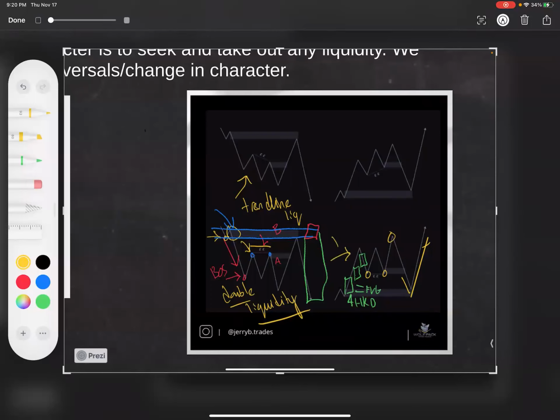So first things first, looking for a significant break in structure. Identify your fair value gap or inefficiency. You could wait for price to take out these highs and take shorts back to the downside.